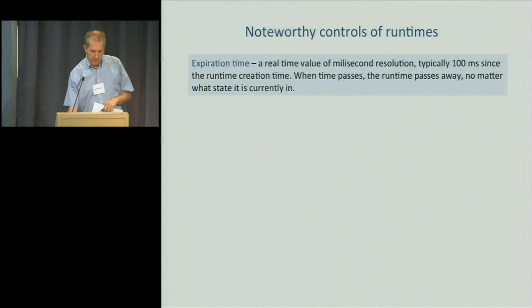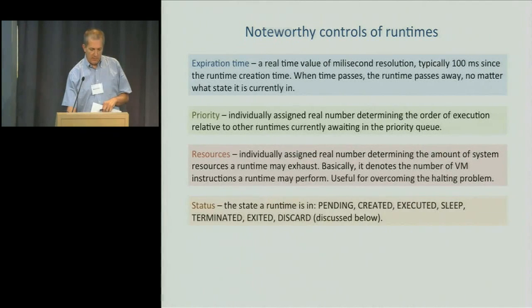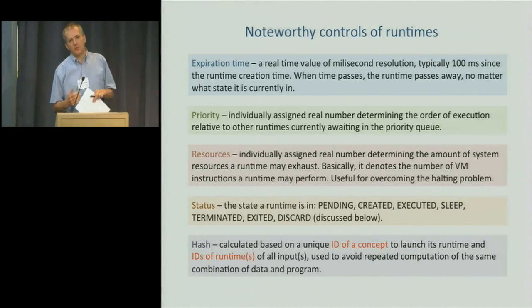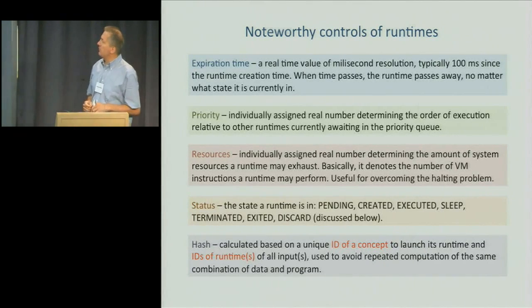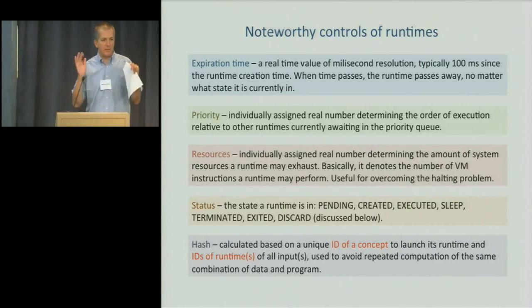And we use a number of variables to control execution, and many of them may be attributed to artificial economics. This is like expiration time, priority, resources. Expiration time means that there's a deadline, and whatever happens, the runtime is discarded. So it is, for instance, how to solve the stop problem, or the problem of infinite loop. It is solved by expiration time.